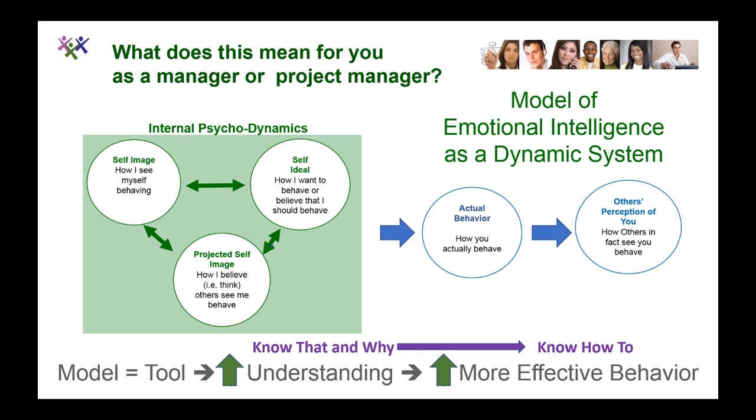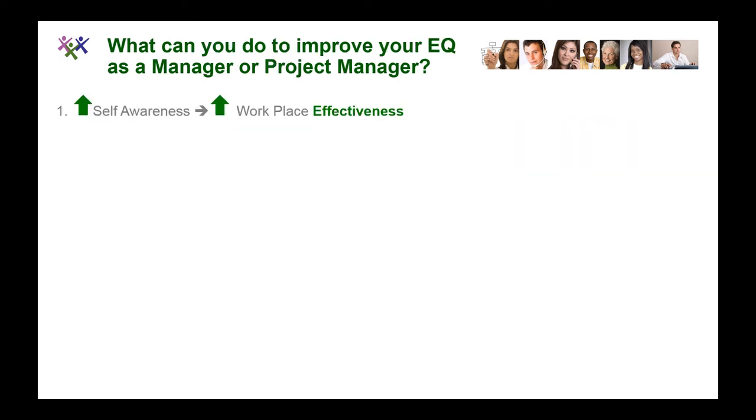So we have a way of moving from knowing that and knowing why to knowing how, to increasing our smart habits and our in-the-moment capabilities so that we become more effective at work and achieve more of what we want to achieve in our social and family lives. What can you do now that you have this understanding to improve your emotional intelligence as a manager or project manager? Well, the first thing you can do is increase your self-awareness, because we have a long body of evidence that the more you know yourself, the more effective you're going to be when it comes to interacting with other people in the workplace.